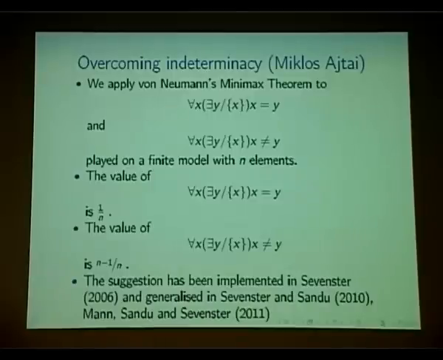The odds of the existential player winning the first game is 1/n, and it decreases all the time as the underlying model increases. The odds of the existential player winning the second game is (n minus 1)/n, so it increases all the time as the model increases. There is no way to separate the two sentences if we stick to the game theoretical semantics, but there is a way if we switch to the probabilistic interpretation.